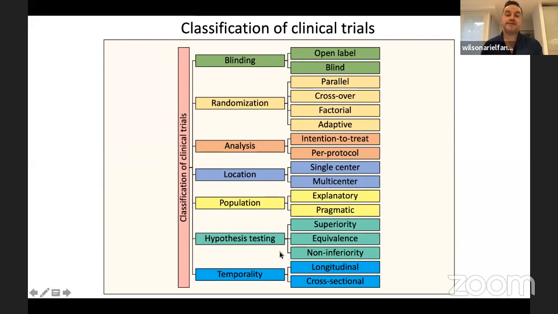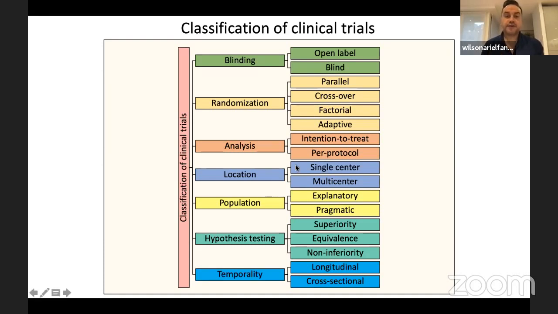Same for the hypothesis testing. So you know what the superiority trial is. In a couple of weeks we are going to examine the non-inferiority trials and the equivalence trials, which are not that common, but they might be important in terms of pharmacoeconomics. And in terms of the temporality, it could be a longitudinal trial, for example, a cohort, parallel, crossover, factorial, and a cross-sectional trial when you are just doing a clinical trial in a given moment of the time.